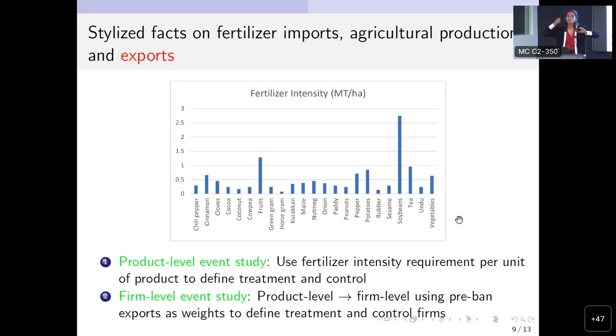Then we look at what the firm was exporting before the ban was instituted. So we use those firms' pre-ban exports as the weights, and therefore we are able to construct a measure of the firm's exposure to the fertilizer ban, so to say. And then we again use the same cutoff, the 75th percentile, to define treatment and control firms. And we look at what happened to the exports of firms who were exposed more to the fertilizer ban compared to firms who were exposed less to the fertilizer ban.